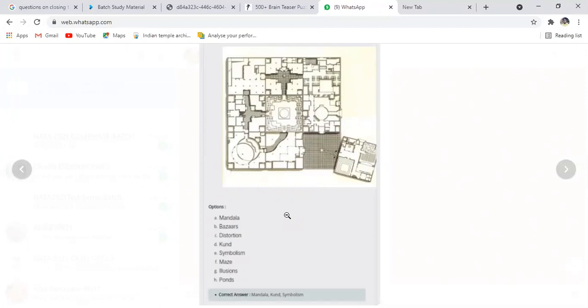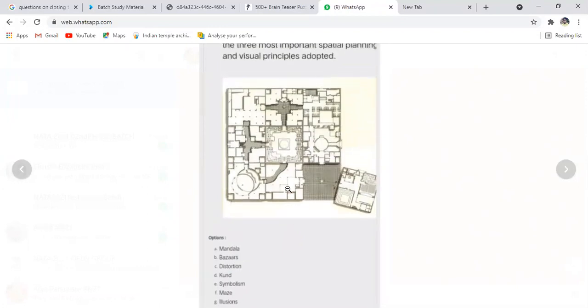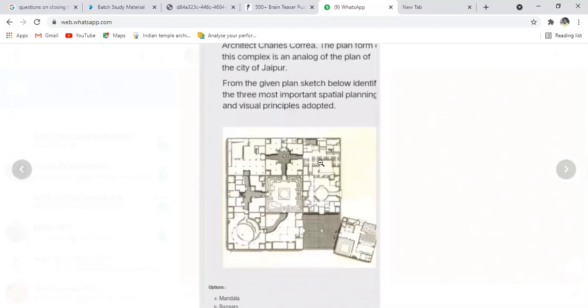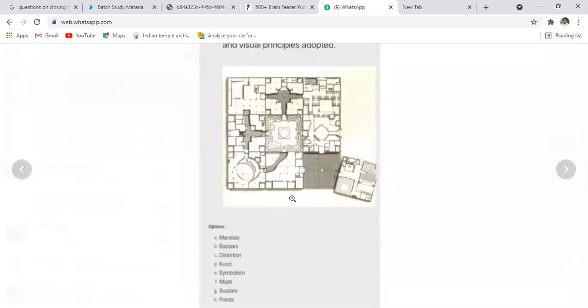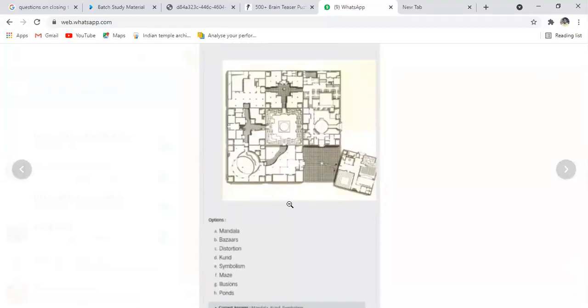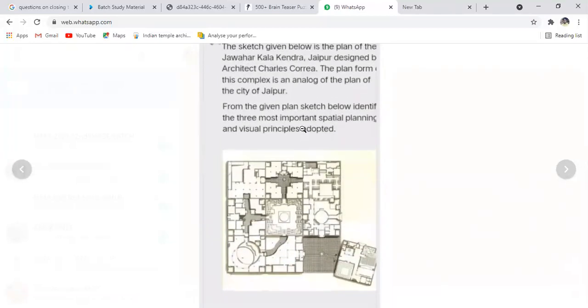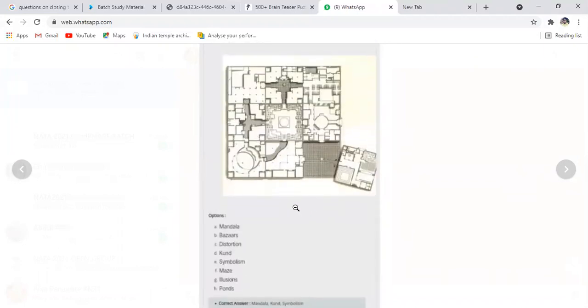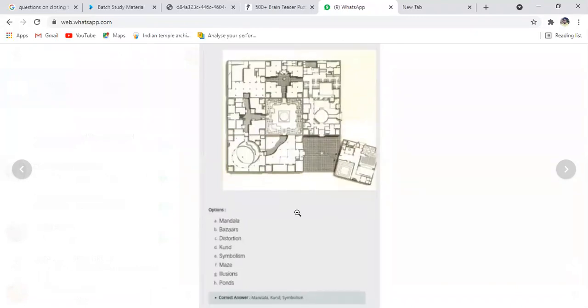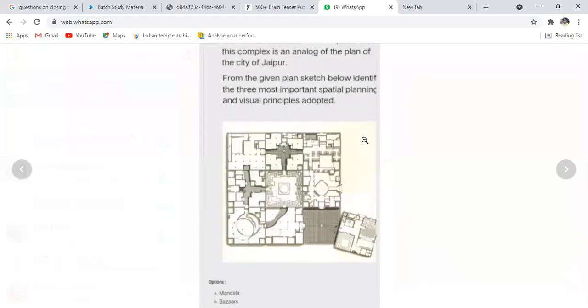The very first visual principle I can see is that similar kinds of things are repeated, and it is a compact structure with several components together. So I can say it is a sort of mandala. Since it is a Kala Kendra, an iconic structure, I can also add symbolism. Illusion is not there. Ponds, I cannot see any ponds over there. Distortion, bazaars also, no.